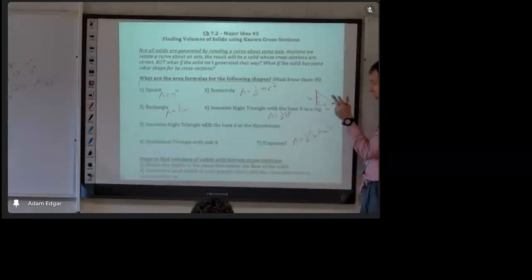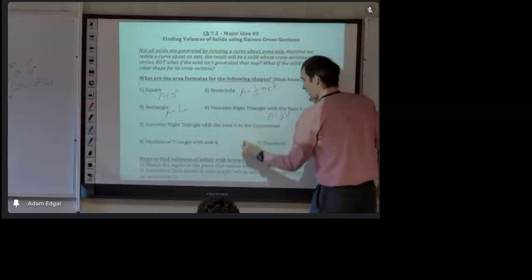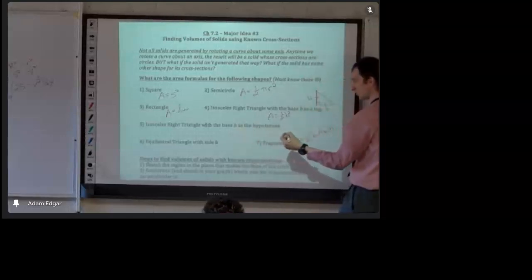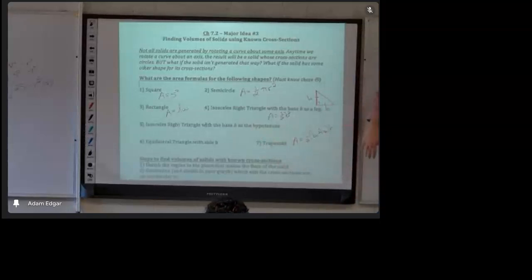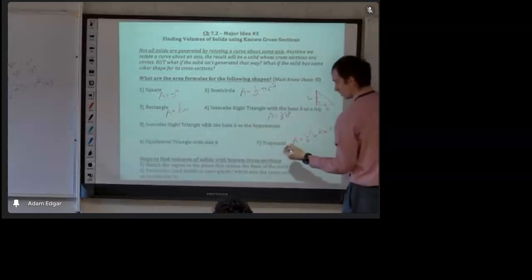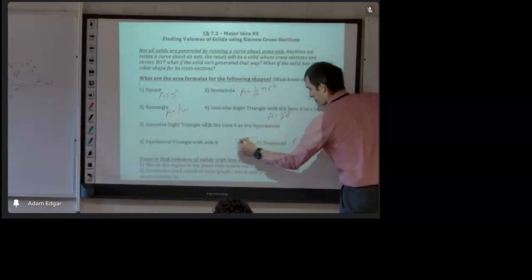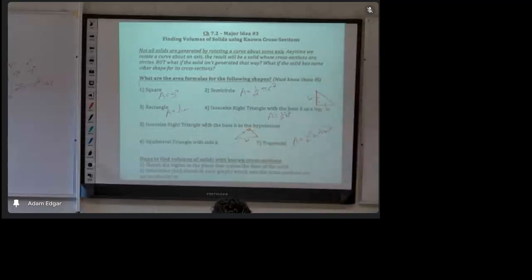Now, hopefully it's an isosceles triangle, and the two legs are the same, and that makes life a little easier. In this scenario, you have an isosceles right triangle again, but now the base, as in the side that's lying in the graph, is the hypotenuse. So this is what that looks like, and this is your right angle up at the top.